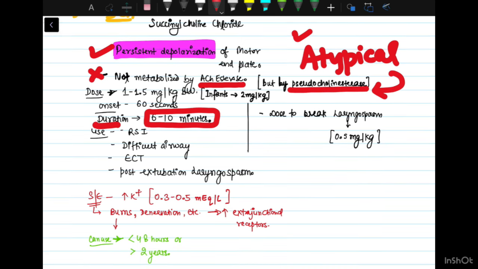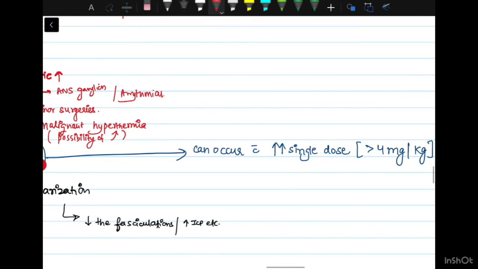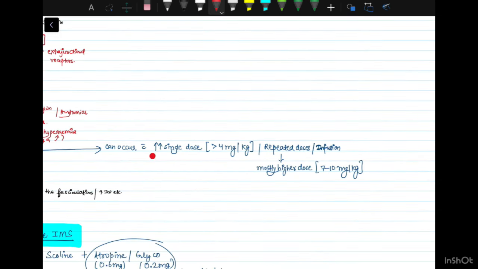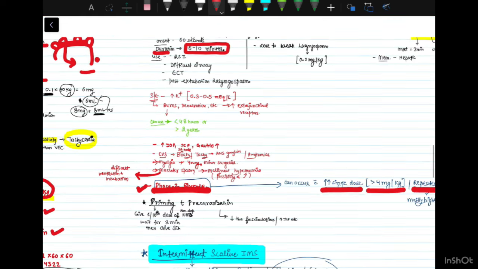There is one more situation when this duration increases. This is known as phase 2 blockade. It occurs when you give a single dose of more than 4 mg per kg, or you are giving repeated doses, mostly a higher total dose of 7 to 10 mg per kg, or you have started some infusion of succinylcholine. Those are the points that can lead to phase 2 blockade. This phase 2 blockade is very similar to the neuromuscular blockade of the non-depolarizing type, so it will take several hours for the patient to come out of the effect of succinylcholine.